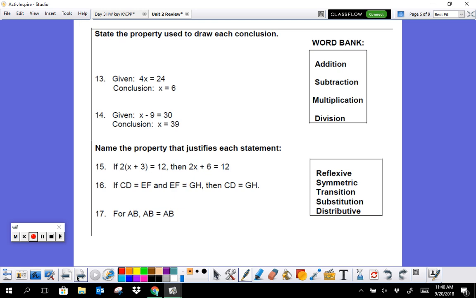Number 13, state the property used to draw each conclusion. So number 13, you can see that we would have to divide both sides by 4. So that's going to be division. Number 14, x minus 9 equals 30. We would have to add 9 to both sides. So that would be addition.